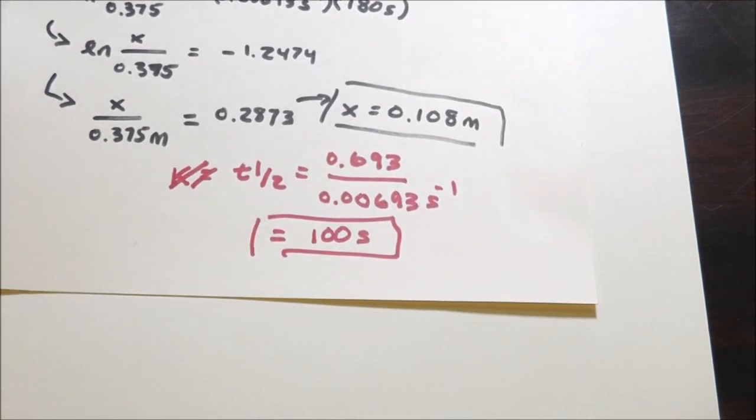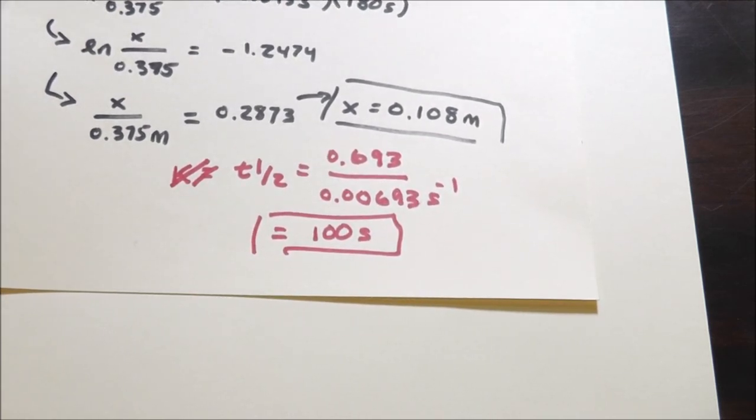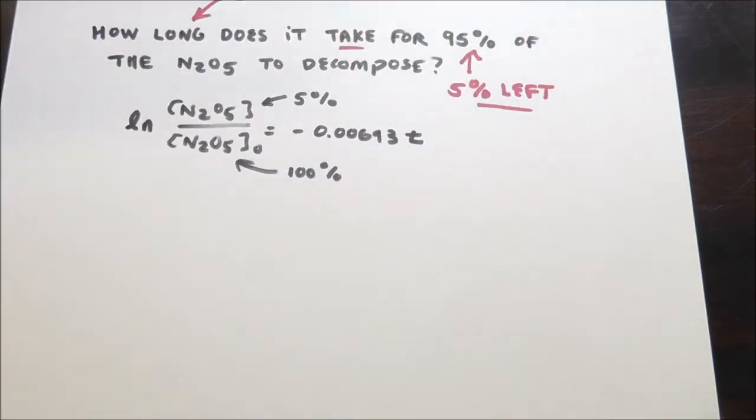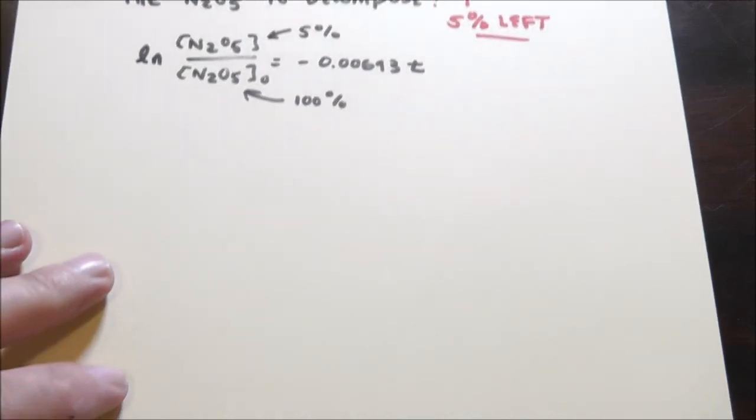And so my answer better be between 4 and 5 half-lives, so it better be 400 and some seconds. 1/20th is between 1/16th, which is 4 half-lives, and 1/32nd, which is 5 half-lives. The answer to this problem is going to be 400 something seconds. I just predicted the future, which is the whole point of science.